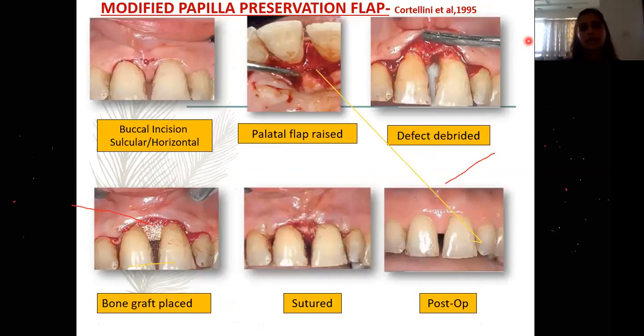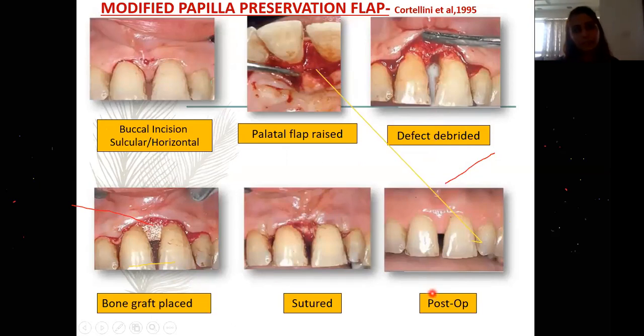Cortellini in 1995 modified this papilla preservation to have the semilunar or the straight cut incision on the labial aspect and include the papilla on the palatal flap. So this is how the palatal flap is raised, defect debrided, graft placed, sutured, and the post-op result.